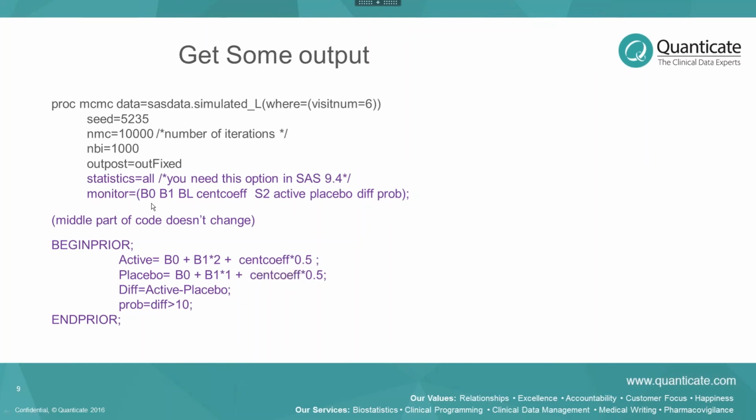That doesn't give you any output, so you need to add in what you want to see out. So if you're using 9.4, you need to add statistics equals all, otherwise it won't give you anything.